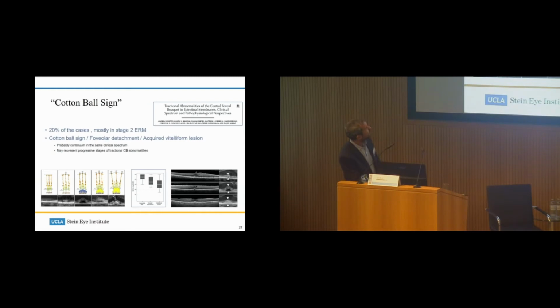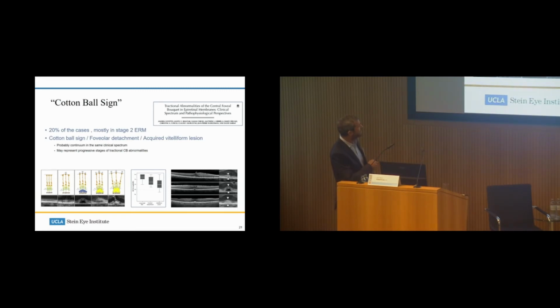The cotton ball sign is another biomarker. We found cotton ball sign present in 20% of the epiretinal membrane cases, mostly in the stage 2 epiretinal membrane. And we think that this sign is actually part of the clinical spectrum, including foveal detachment and acquired vitelliform lesion.